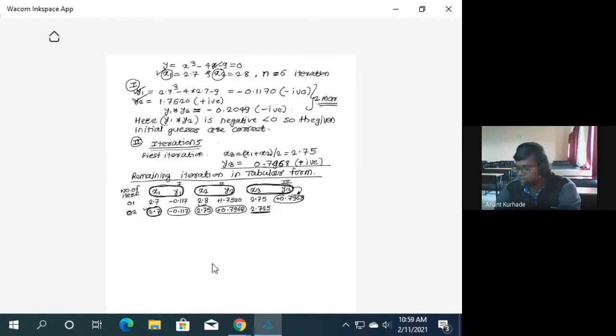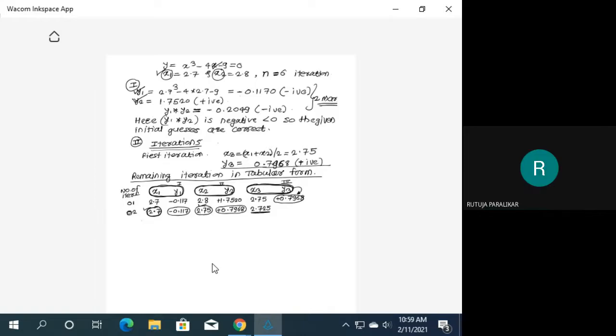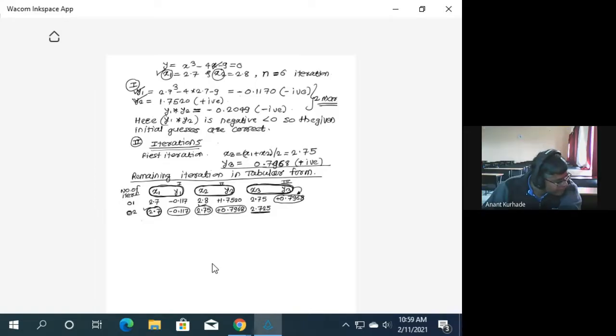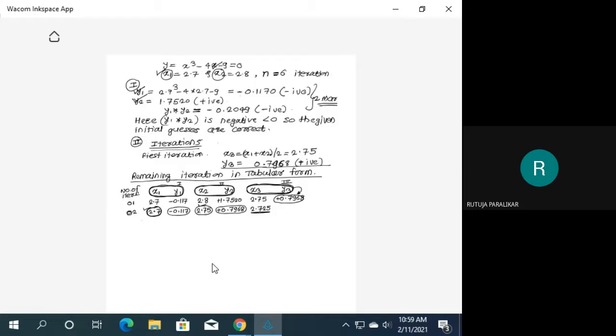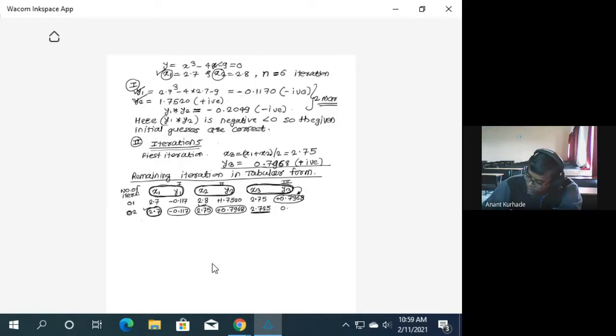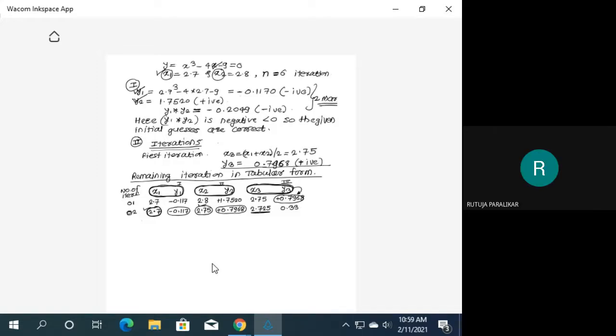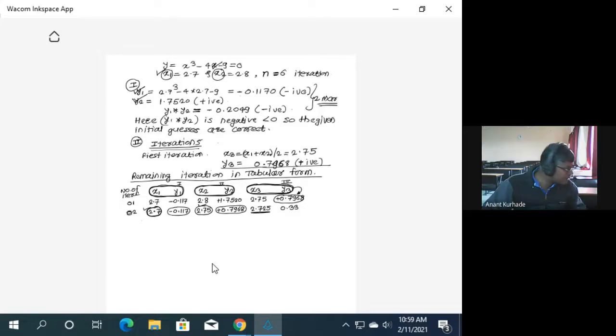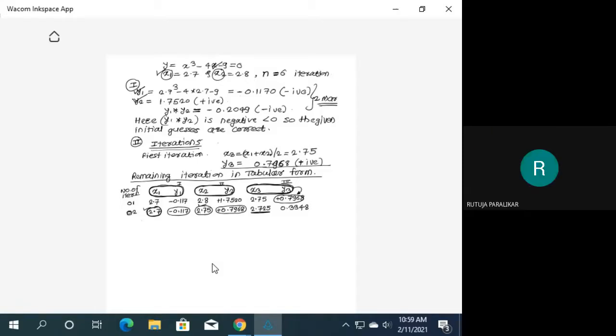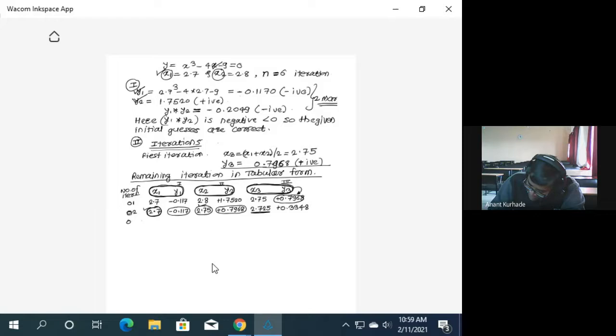What next? Immediately find y3. Once we have x3, what next? So what is the value of y3? 0.3348. Now is it plus or minus? Positive, plus. Okay, now for the next iteration, what can you do?